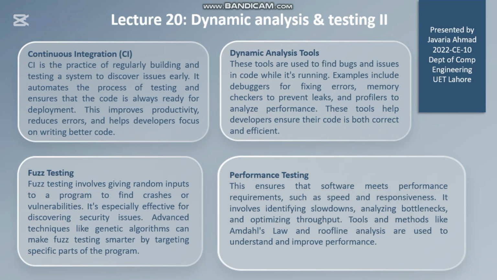Dynamic analysis helps evaluate software behavior during execution using tools like debuggers, memory checkers, and profilers to identify bugs and optimize performance. Techniques like fuzz testing uncover vulnerabilities by testing programs with random inputs, while debugging systematically resolves issues step by step. Performance testing addresses speed and responsiveness challenges, ensuring software meets user expectations and software requirements. Together, these practices form a comprehensive approach to delivering efficient and secure software.